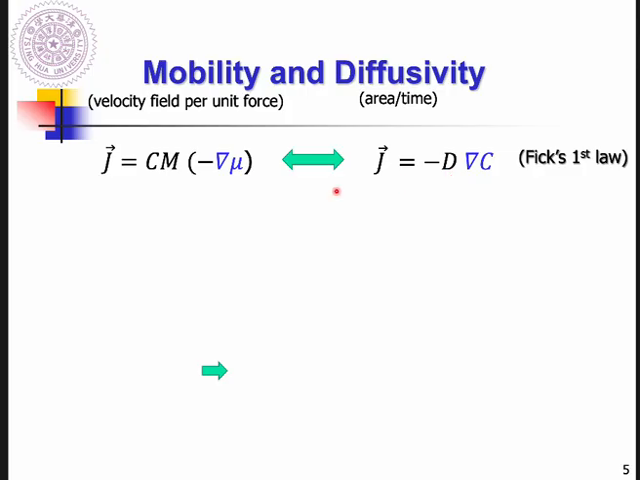So the idea is, if you take a careful look, the fluxes are the same, right? So this equals this. But in order to know the relationship between mobility and diffusivity, somehow if I can substitute this term in terms of concentration gradient, then I can get the relationship between them.